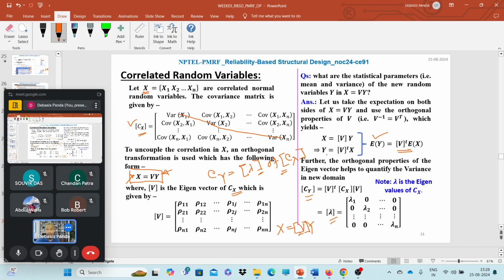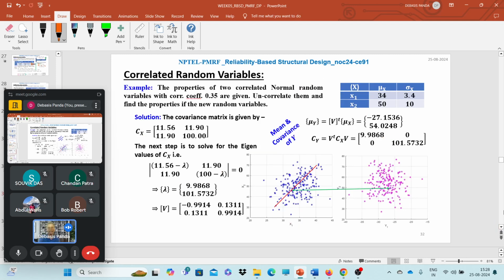Okay. So in uncorrelated domain, my mean of y is nothing but V transpose into mean of x. What is that V? V is nothing but the eigenvectors of the Cx. That means correlated random variables, the variance of the correlated random variables. And Cy, that means uncorrelated, that covariance matrix will be nothing but your eigenvalues. Okay. So let's quickly solve one example so that this concept will get more clear.